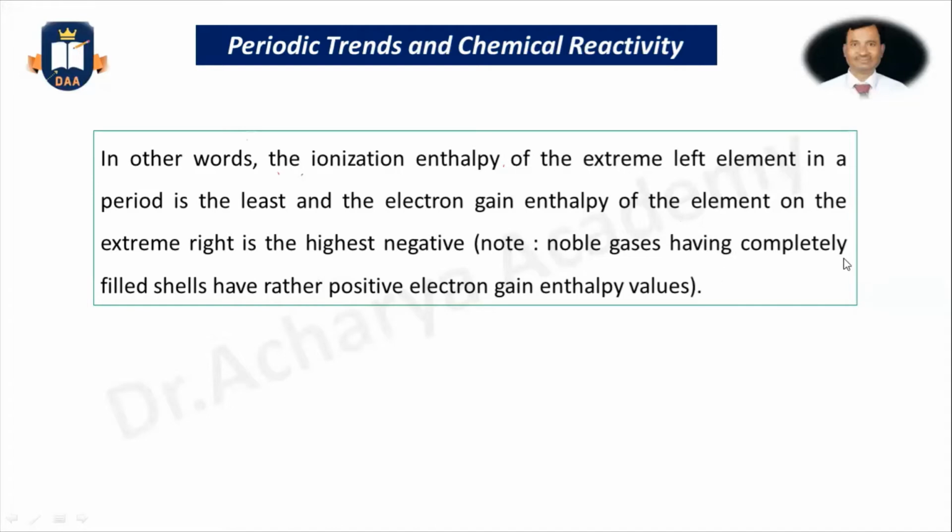This part I also discussed in the previous class: the noble gas has a completely filled shell, so it is very stable, and that's why it has positive electron gain enthalpy values, because it is very difficult to add electrons to a noble gas. The noble gas electron configuration is very stable because of its filled shell.